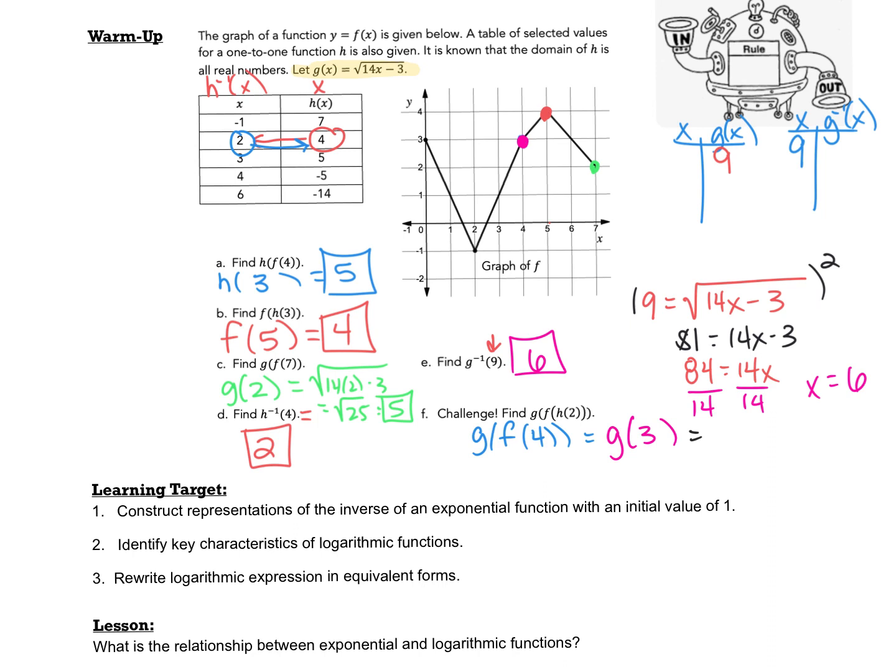So we're going to plug 3 into the g function. So square root of 14 times 3 minus 3. Let's see. 42 minus 3 is 39.